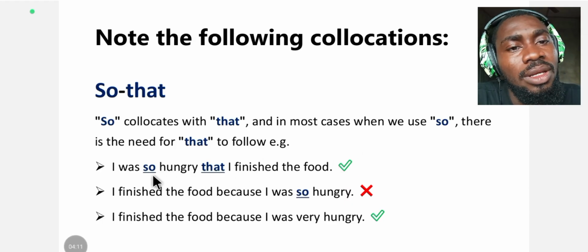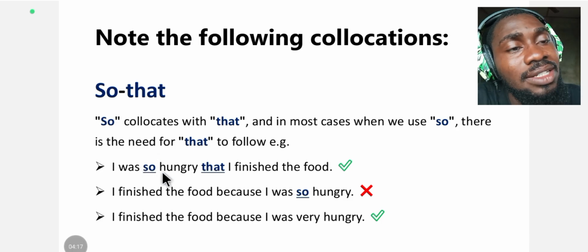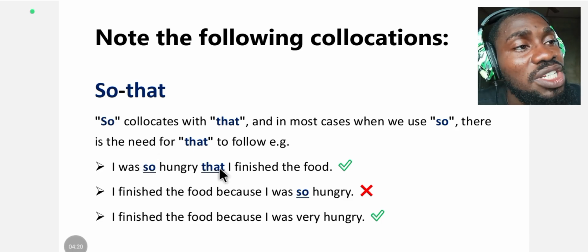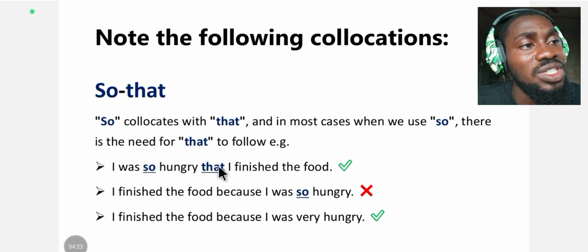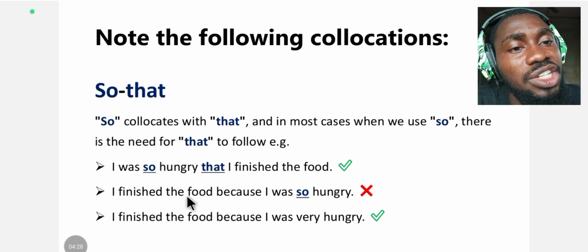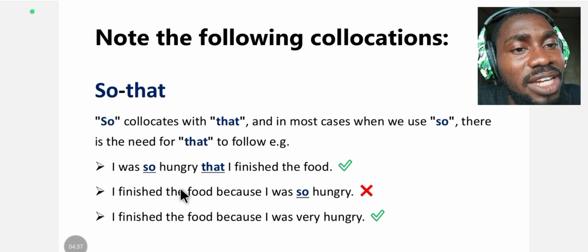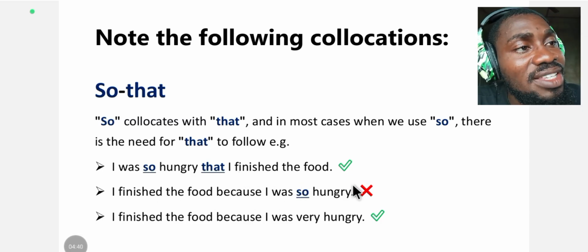Correct. Why is it correct? Because we have so here, and there is a need to put its counterpart, which is that. It collocates with that. It appears alongside that, or that appears alongside so. Looking at the next example here, I finished the food because I was so hungry. Wrong. Because we are using so here, then we didn't use that in the sentence, making this sentence wrong.